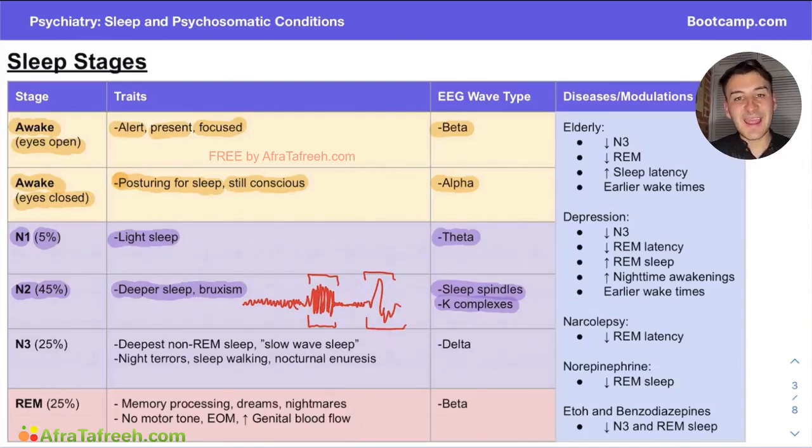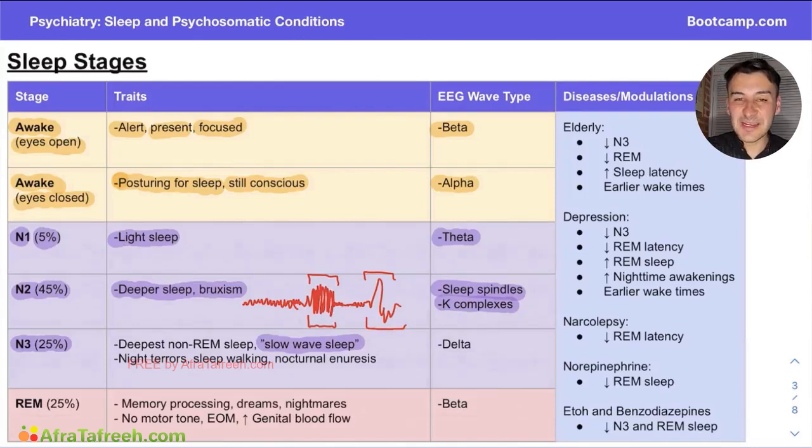Lastly, let's talk about our N3 sleep, which is going to be 25% of our total sleep cycle, and this is the very deepest sleep that you're going to get. This is oftentimes called slow wave sleep because it is so deep. It is so deep in sleep that people have what are called slow waves on EEG, but you don't have to recognize these, just know that it's something that is associated with it.